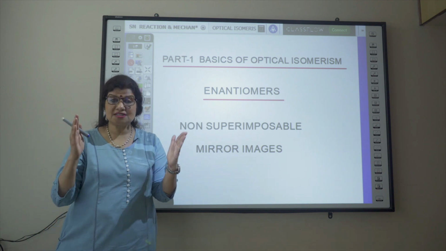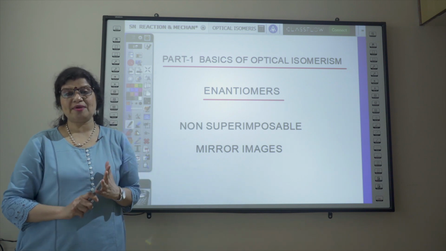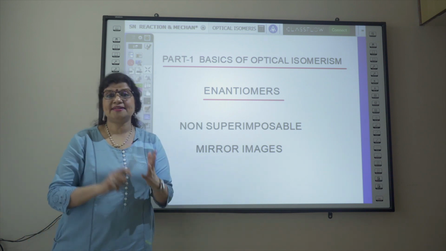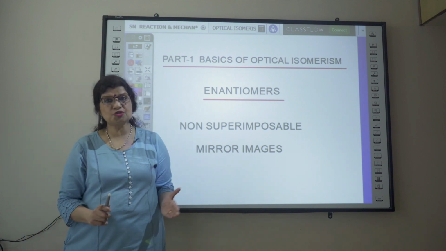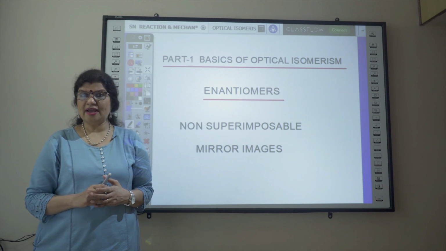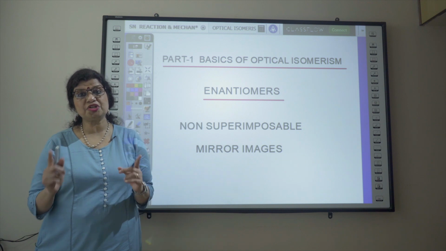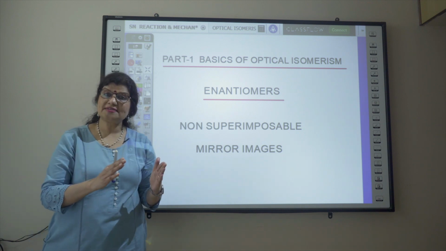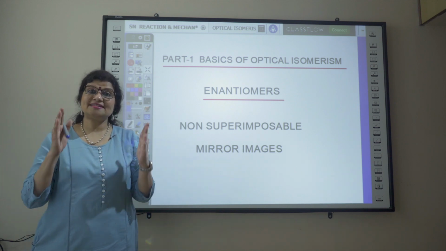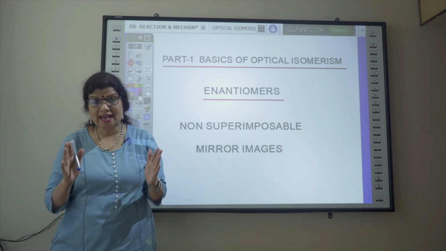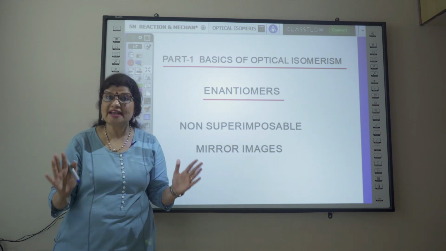Now, there are two types of isomerism. One is structural isomerism and the other is stereoisomerism. You learnt in detail about structural isomerism also in class 11, right? The chain, position, functional group isomerism, etc. You also learnt about stereoisomerism. In structural isomerism, the compounds had the same molecular formula but different structures. Whereas in stereoisomerism, compounds have the same molecular formula, same structures but different spatial arrangements.